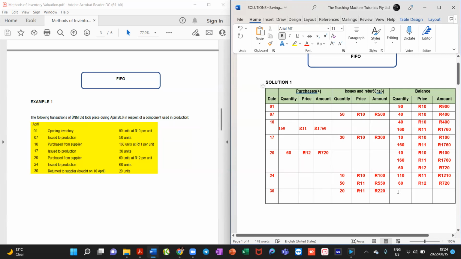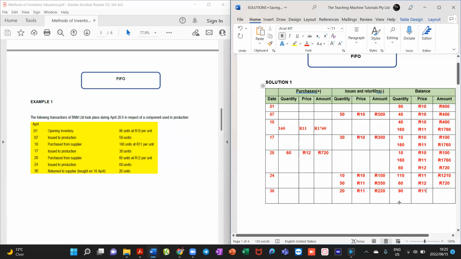Okay, so now I can easily say that 110 minus 20, because if you look at the date on the 10th, the price was 11. So we are dealing with the very same units. So it's safe for me to minus 20 units from 110 units. So if I minus 20 units from 110, I will be left with 90, if I'm not mistaken, then 90 multiplied by 11.